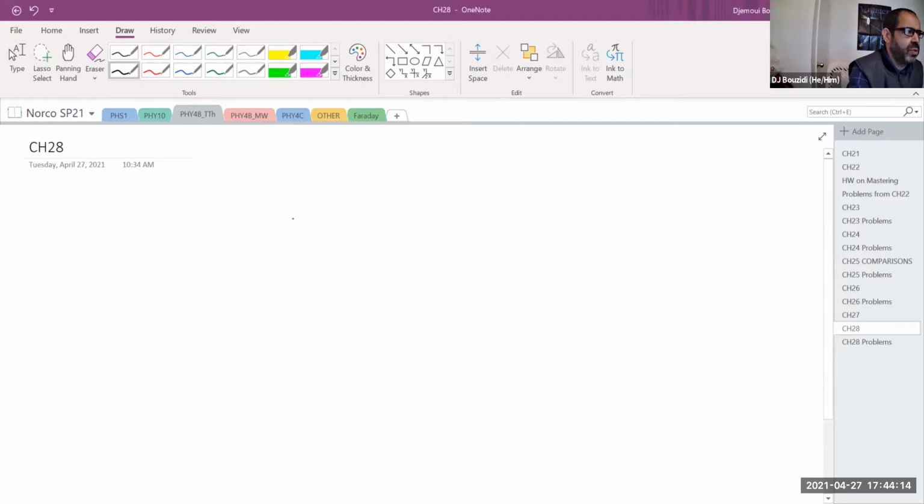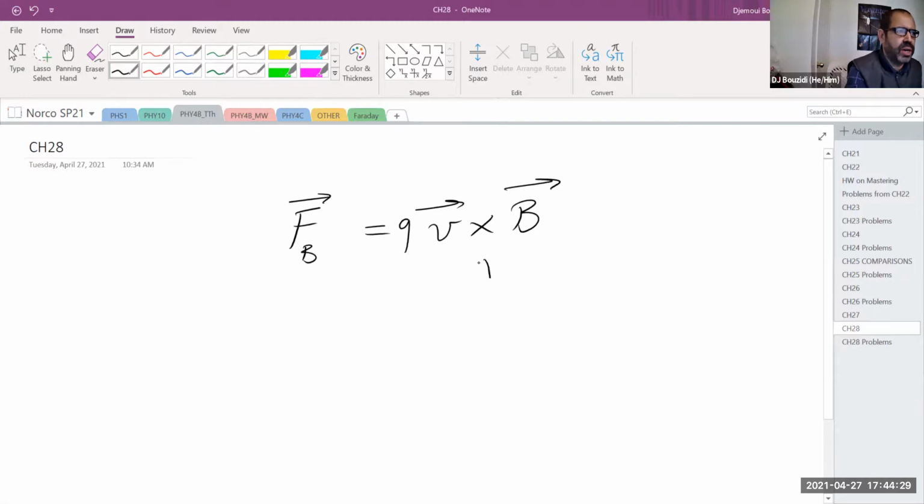So let me summarize first of all what we saw in chapter 27. Chapter 27 basically gave us another force now acting on a charge due to a magnetic field. That charge better be moving. It cannot be stationary because if v is 0, this force is 0. And it's given by this expression. So this is the cross product.